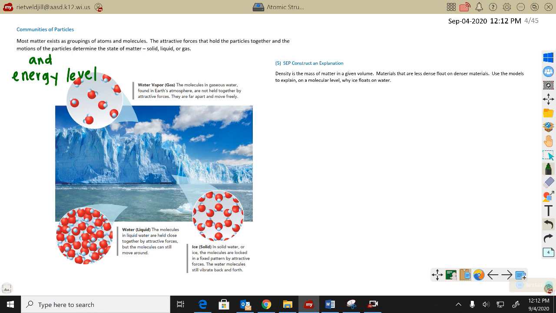So there must be something different about the arrangement of the particles, the motion of the particles, the forces of attraction between the particles, and the energy level of the particles that can affect the state of matter. Water is a good example. We're pretty familiar with water being in its solid, liquid, or gas state. The other day we were trying to model what we think gas particles might look like.